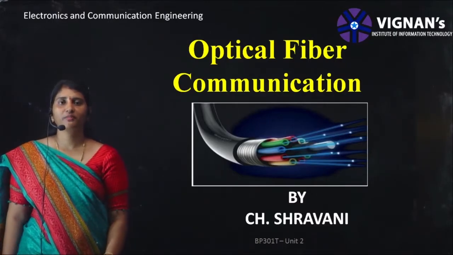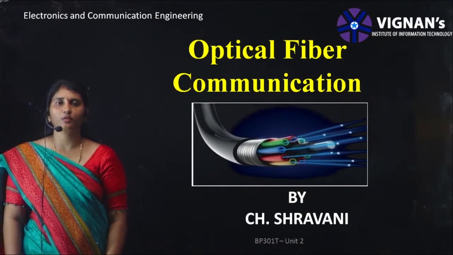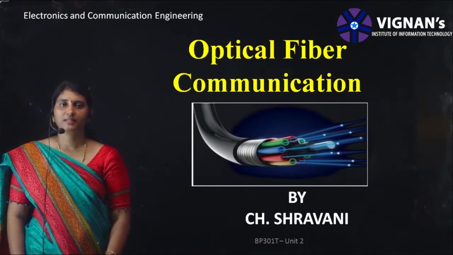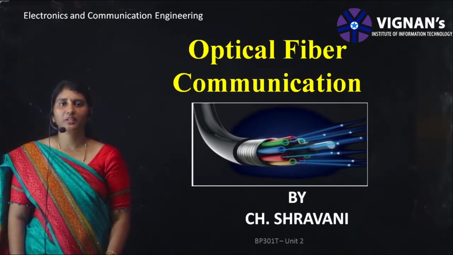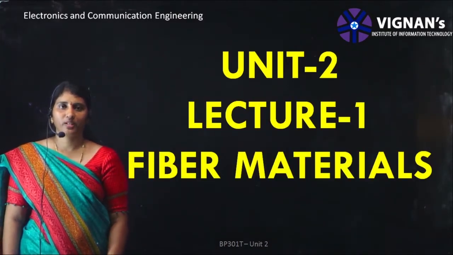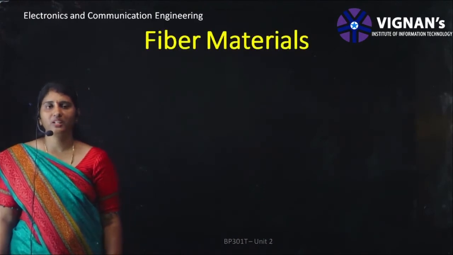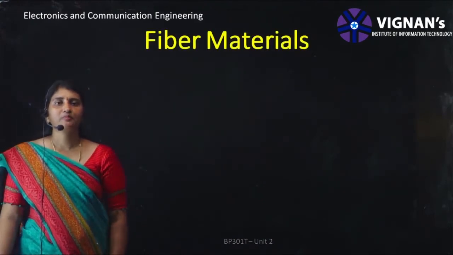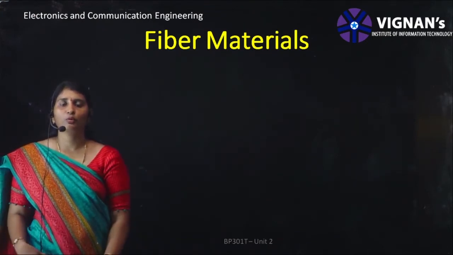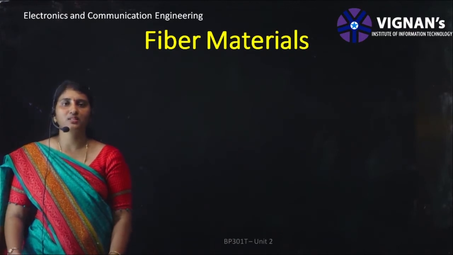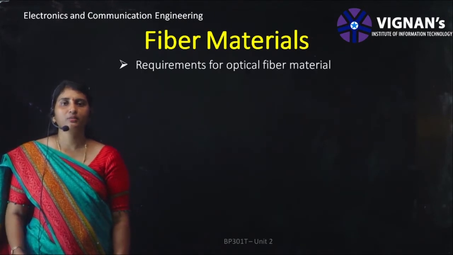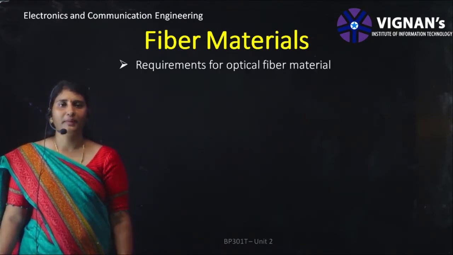Good morning students. Today we are going to start with your second unit, that is optical fiber materials and signal distortions in optical fibers. Firstly, we will learn what are the various types of fiber materials that are used for optical fiber preparation. Before knowing the types of materials that can be used, we have to know what characteristics a material must possess to be an optical fiber. That means we have to learn about the basic requirements of an optical fiber material.